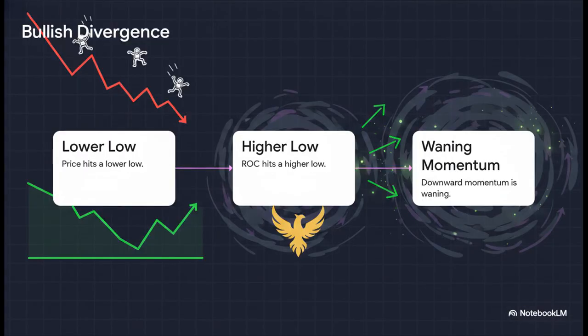Now, let's just flip that logic and look at a bullish divergence. Step 1. The price drops to a new, pretty terrifying lower low. Panicked sellers are bailing out left and right. But step 2, your ROC indicator actually prints a higher low. Interesting, right? Step 3, this reveals that the downward momentum is actually waning. The selling pressure is exhausting itself. Smart traders use this exact setup to spot underlying strength and get ready for a reversal upward, even while the price is officially still dropping.